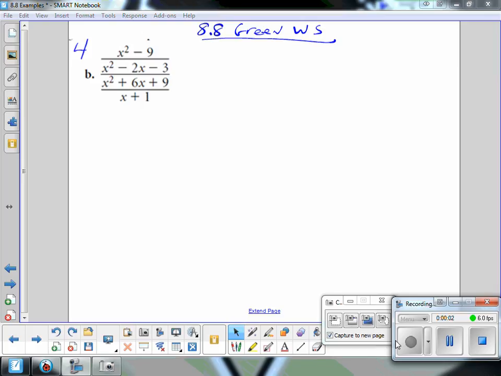This is 4B. We're recording right now. We have 4B from the 8-8 green sheet. You wanted this, right? Let's go. So what we're going to do, I would separate this into two separate fractions. We'll have this one on the left.